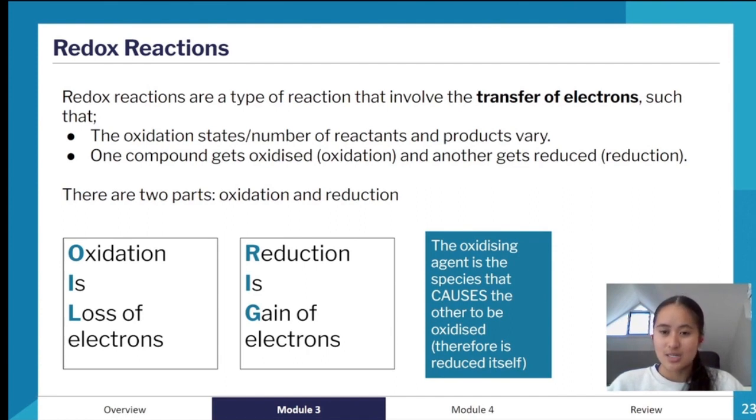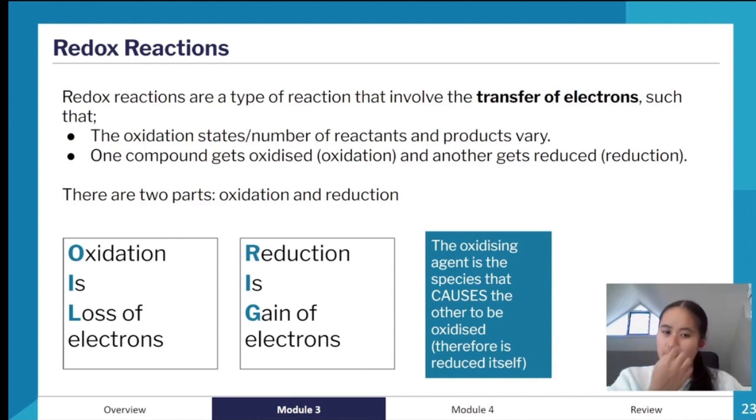So an oxidizing agent or oxidant is reduced. And then a reducing agent is oxidized. So it's a little bit confusing, but like all things in chemistry, it starts out confusing, but the more you practice it, the better you get at it and the less confusing it becomes.